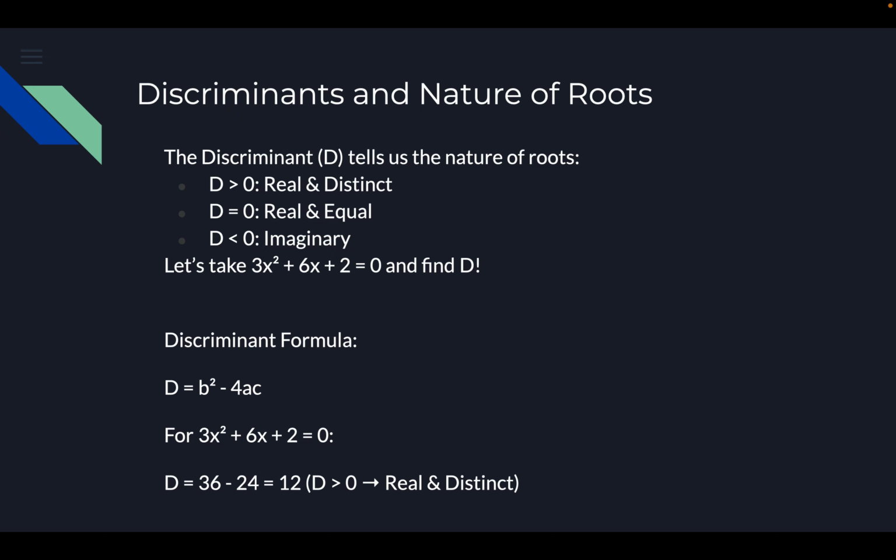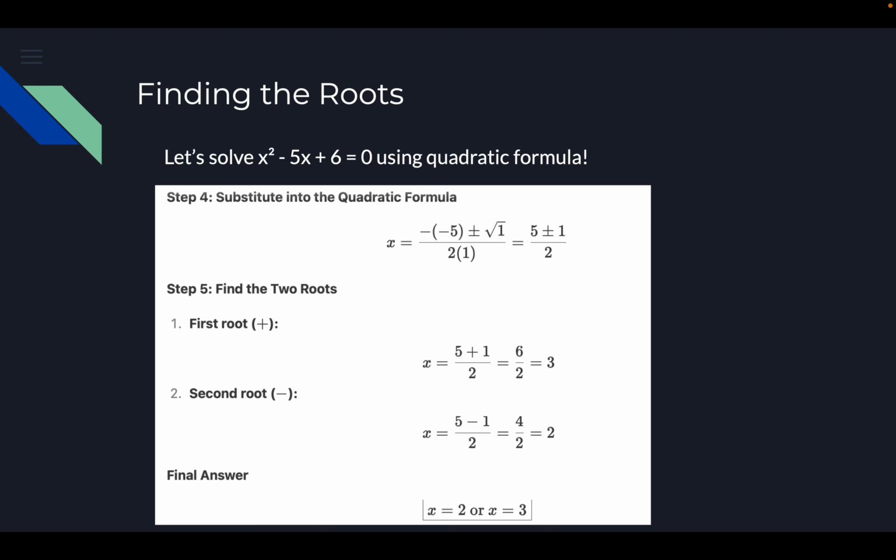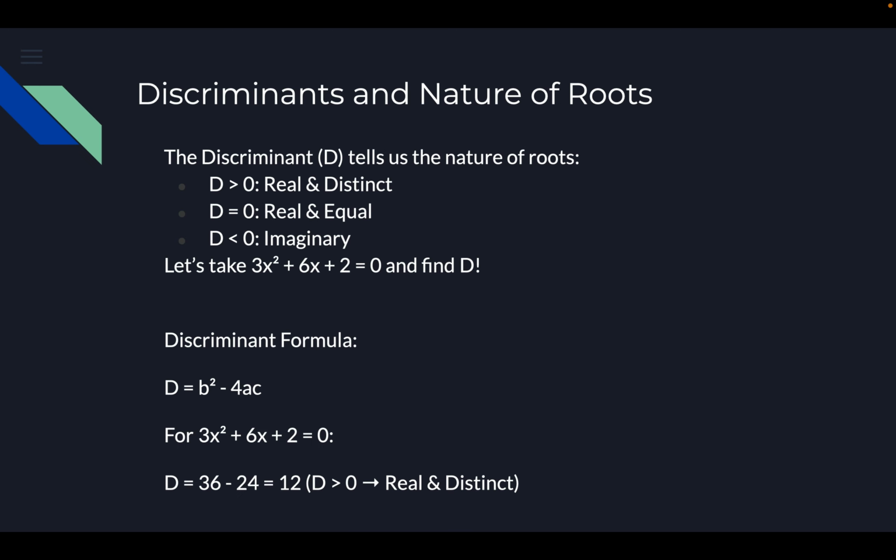Now the second thing is, if D equal to 0, then the roots are real and equal, which means both the roots are the same, like it has one and only one solution. That means if x equal to 2, then the other root is also x equal to 2, or if x is 3, then the other root will also be x equal to 3. So that's where D is equal to 0. It implies that the roots are real and equal.